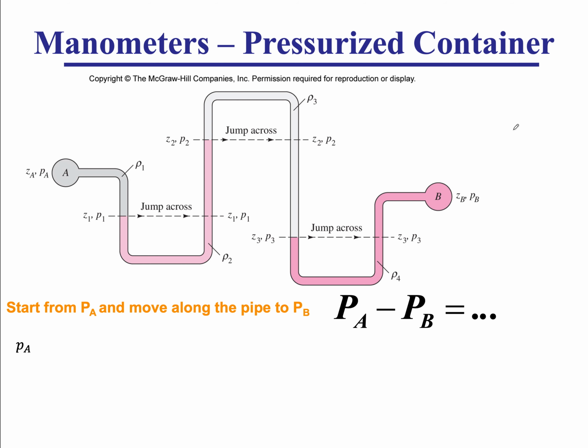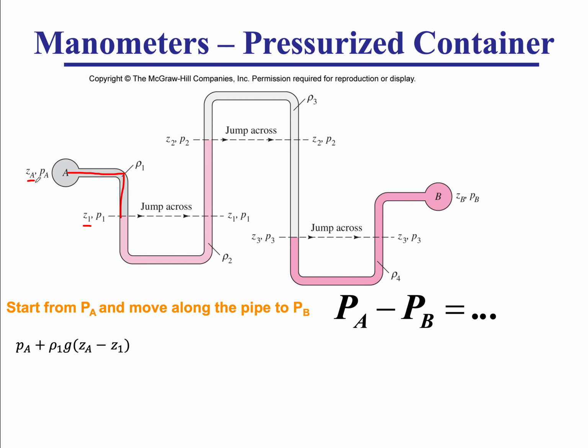Okay, so let's do a slightly more complex geometry. Still the same story, it's just extra terms. I want PA minus PB, so let me start with the pressure at point A. I will move horizontally, it's still PA, and then I'll move vertically, PA plus rho 1 g h1, which is ZA minus Z1. You see, I write ZA minus Z1 because here it's a positive number.